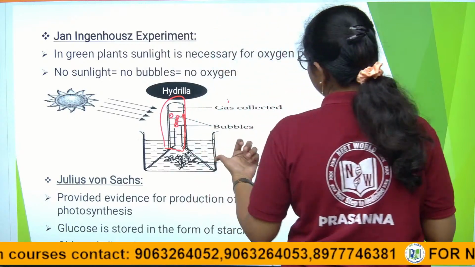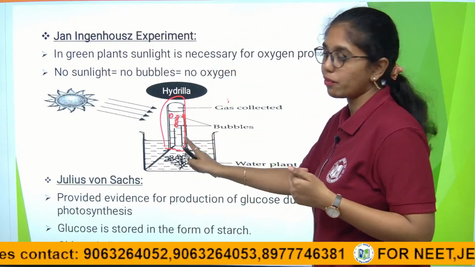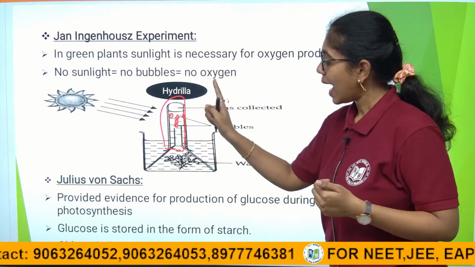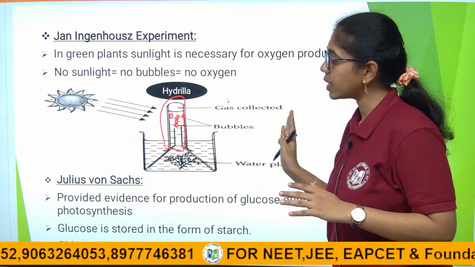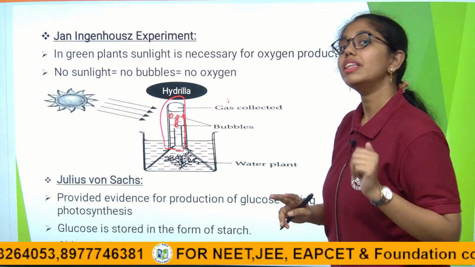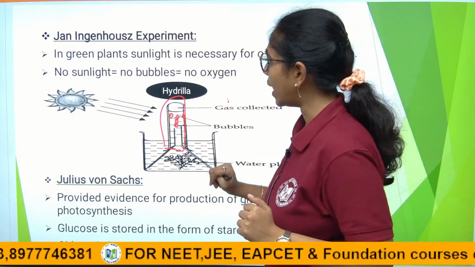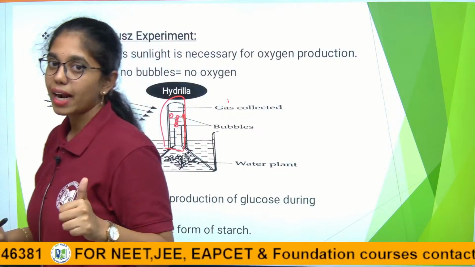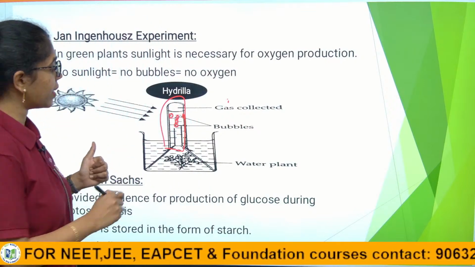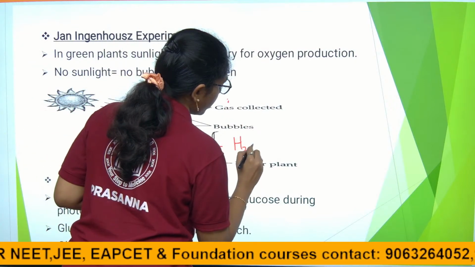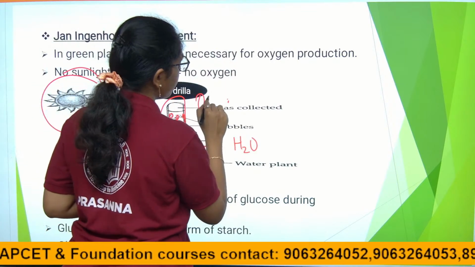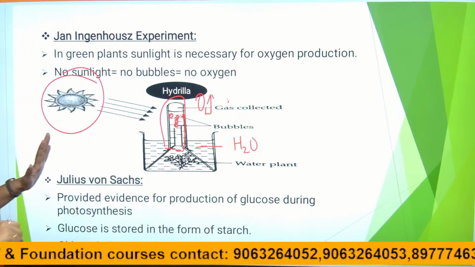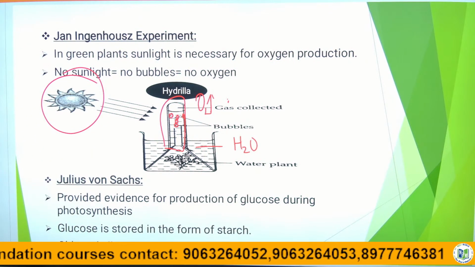With that, we can say that oxygen is the gas evolved from photosynthesis, and this happens only in the sunlight. This does not happen in the setup kept in the dark. So, with this he said that green plants conduct photosynthesis. It requires water, it requires sunlight, and oxygen is evolved during the process of photosynthesis. This is said by Jan Ingenhousz.